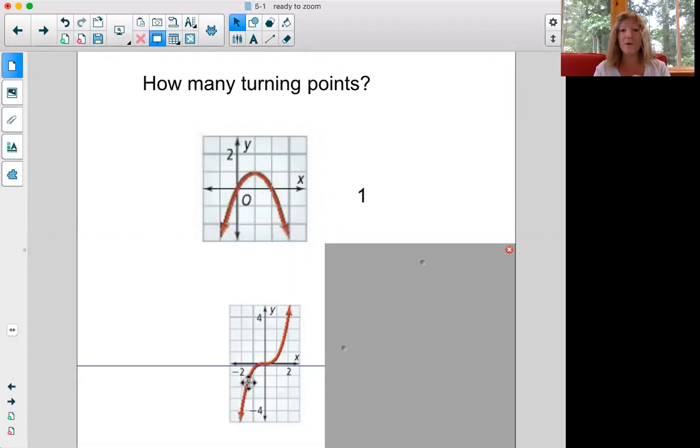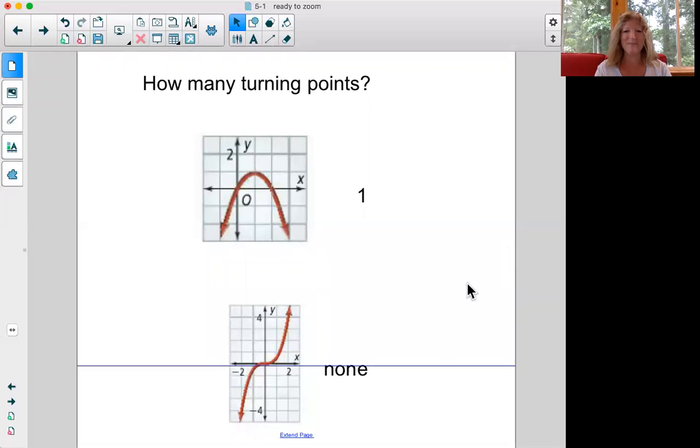I'm going up really fast. I'm still going up. I'm just going up slowly, and I'm still going up. At no point did you change direction. So be careful. That's a pivot. It's not a turning point. So this one has no turning points. So be careful of that one.